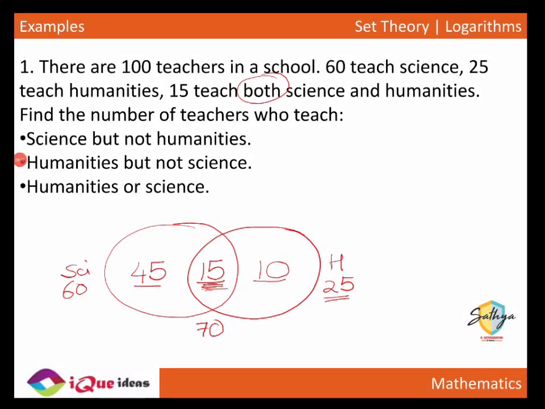So the number of teachers who teach science but not humanities, that means only science, is this 45. The number of teachers who teach humanities but not science, means only humanities, is 10. And the number of teachers who teach science or humanities, that is 45 plus 15 plus 10, either one or both, the total happens to be 70. So these are the answers to the question.